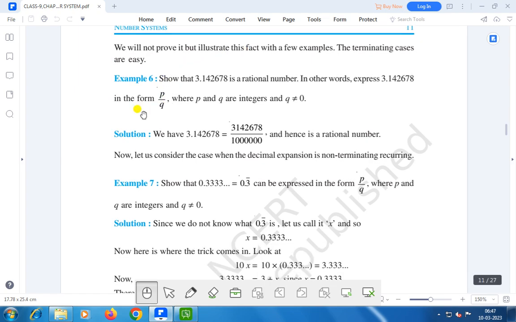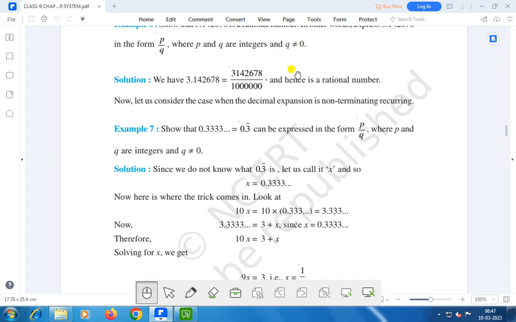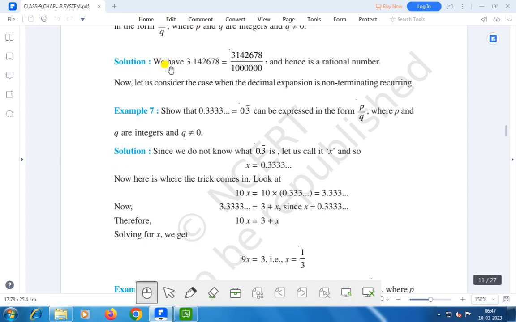The terminating cases are easy. Show that 3.142678 is a rational number. In other words, express 3.142678 in the form p by q, where p and q are integers and q is not equal to 0. Solution: we have 3.142678 equals 3142678 by 1,000,000, and hence it is a rational number.